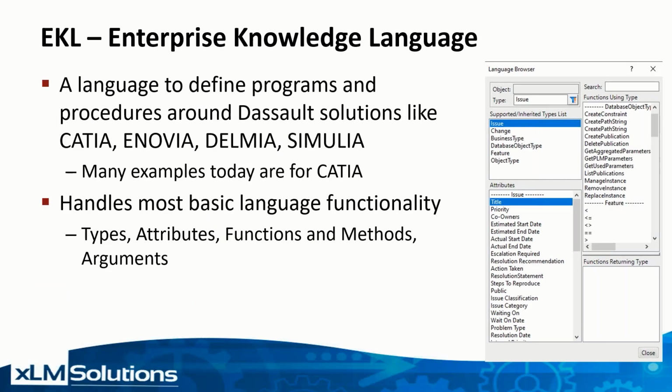EKL, I mentioned, stands for Enterprise Knowledge Language, and it's a language to define programs and procedures around the Dassault solutions and all their brands. So it works within the various brands like CATIA, Novia, Delmia, and Simulia. Many of the examples that are out there today are around the CATIA solution and are around the native clients or the thick clients like CATIA. And really, they handle most of the basic functionality like types, attributes, functions, methods, arguments, etc. It is a true programming language.